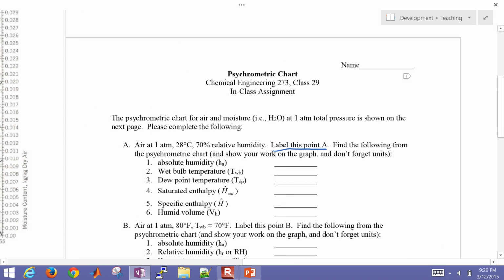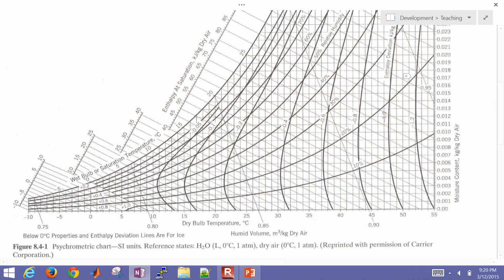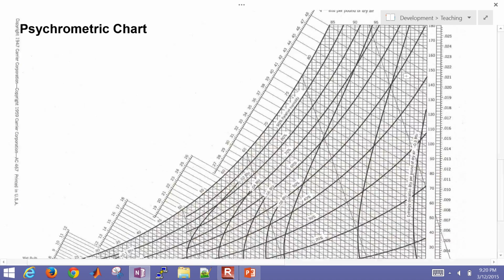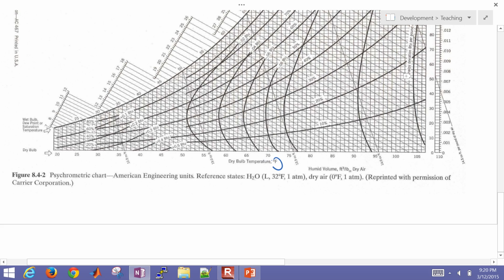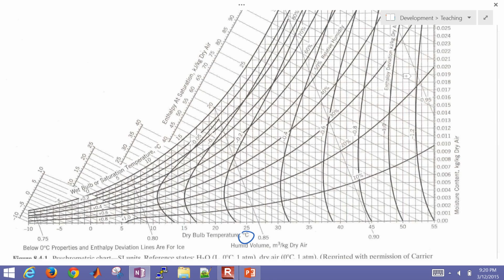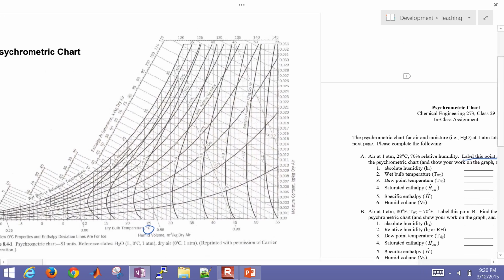Let's go over here to the psychometric charts. You'll see here that this psychometric chart is in degrees Celsius, whereas the one below it is just going to be in degrees Fahrenheit. So same one, just different units. Let's just look at this one because our problem statement was given in degrees Celsius. So it's air at 1 atmosphere and 28 degrees Celsius and 70% relative humidity.